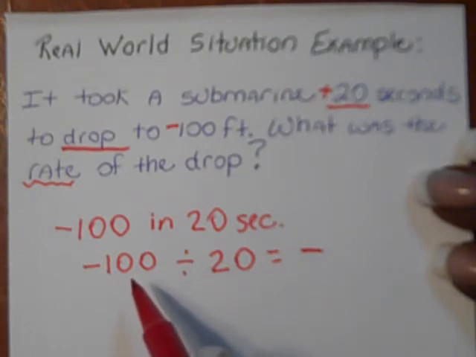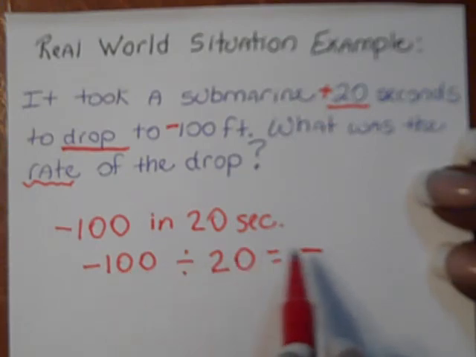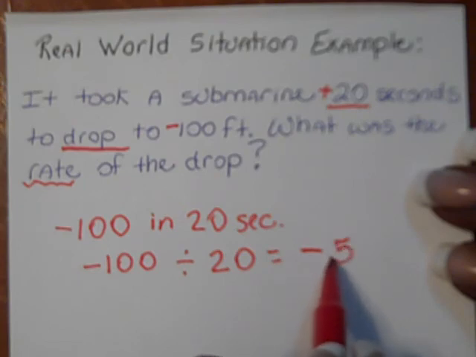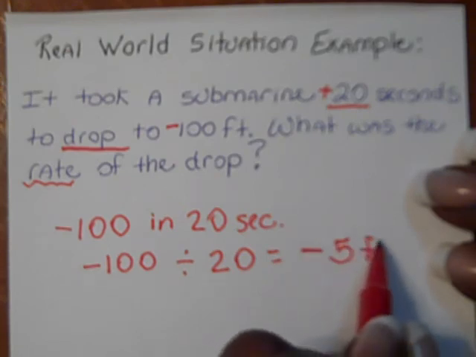Now it's time to divide the numbers. We have 100 divided by 20. So it looks like the submarine dropped 5 feet per second.